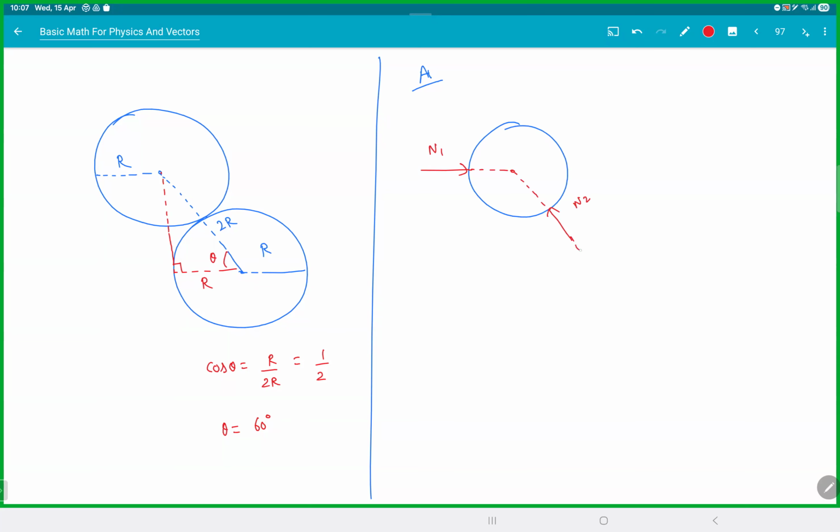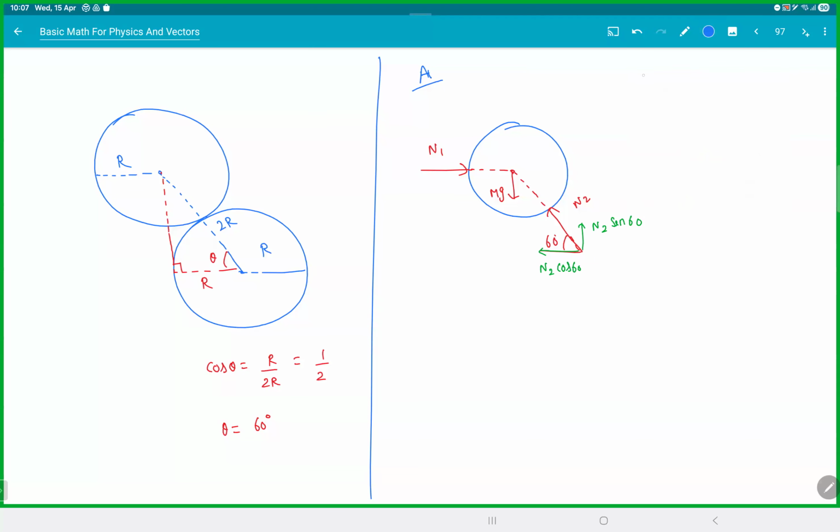And we found out this angle is 60 degrees. And this weight is mg. But there are only 3 forces on it. What is the component of N2? N2 cos 60, N2 sin 60. Please ask me if you're confused with the angles or the components.